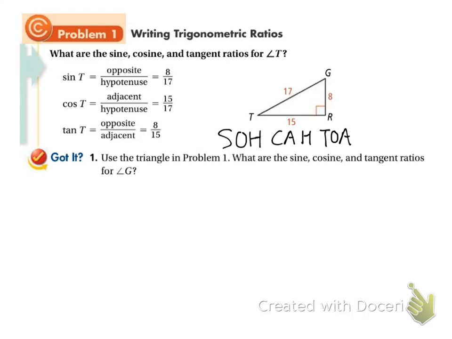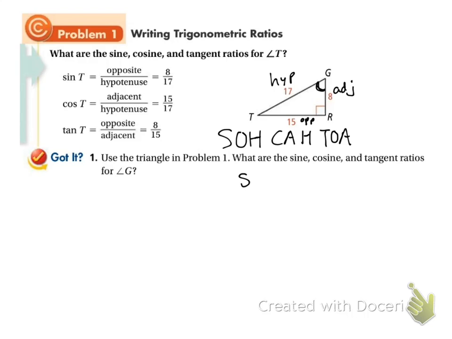So they want to know what are the sine, cosine, and tangent ratios for angle G. So we're looking at angle G here. First, our hypotenuse. That's the one that's across from the right angle. This is our hypotenuse. The one that's opposite or across from our angle. So this one's opposite. And this is the one that's next to our angle, so adjacent.